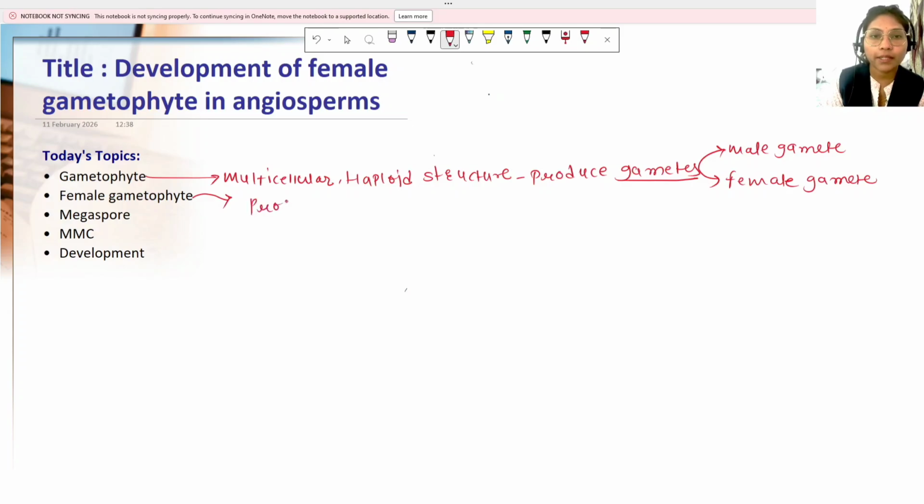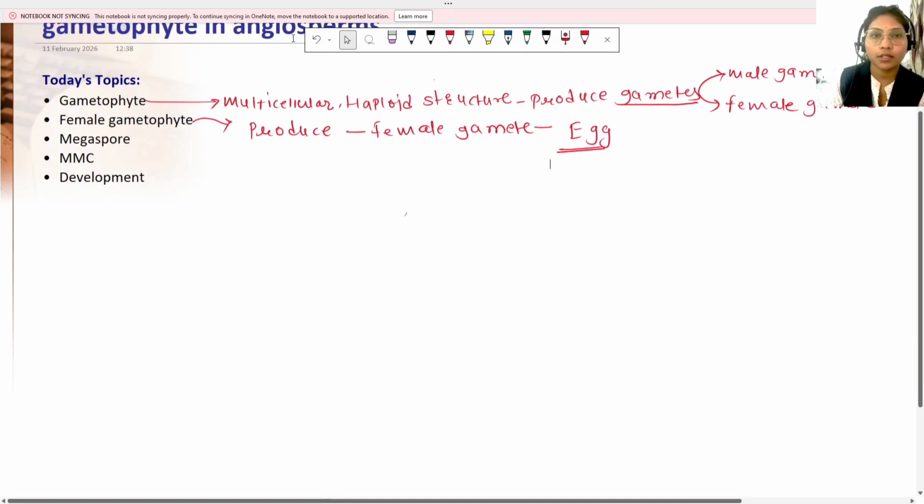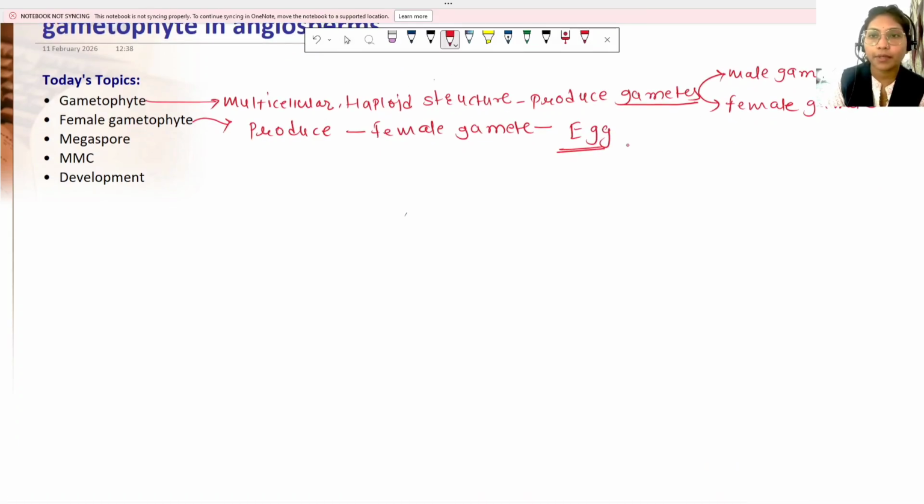Now, what is female gametophyte? Female gametophyte is a gametophyte. Female gametophyte is the structure which produces female gamete. Female gamete is egg. In case of plants, the female gamete is egg. So female gametophyte produces female gamete, which is egg.